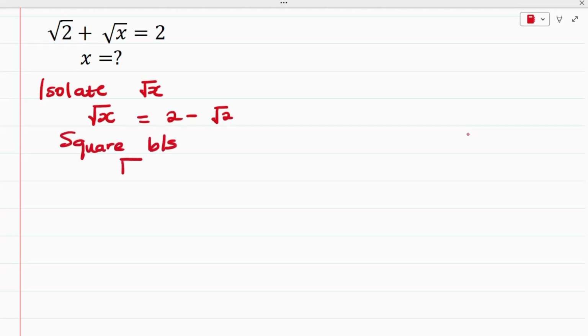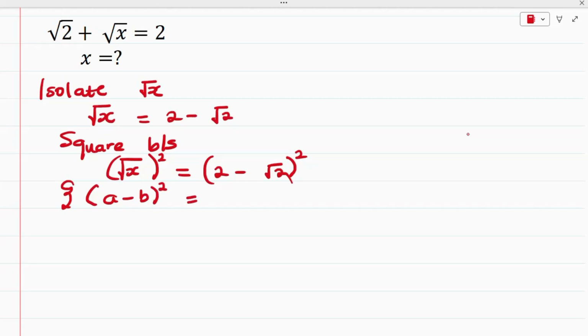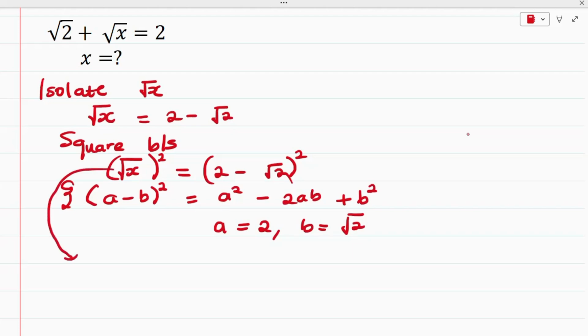So we have the root of x is equal to 2 minus the root of 2. If we simply square both sides right here, now if we apply this property to the right hand side of this equation, that is if we have (a minus b) all squared, this is equal to a squared minus 2ab plus b squared. Okay, and from the right hand side, a is equal to 2 and b is equal to the root of 2.